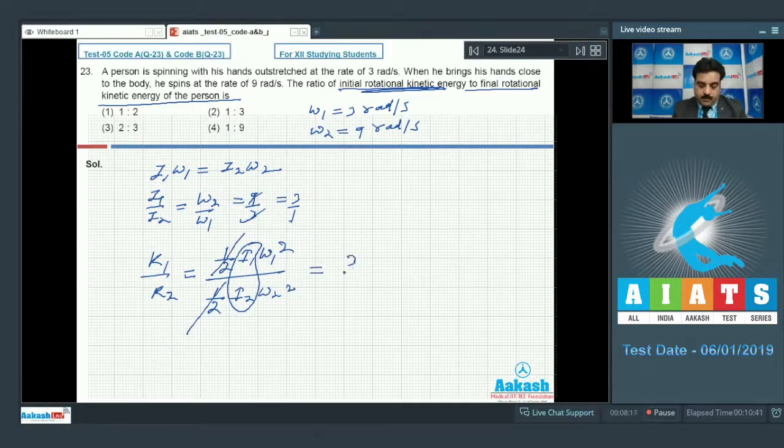So omega 1 upon omega 2 means 3 by 9 with square. On solving, you will get 1 by 3. So this is the final ratio. So my option number 2 will be the right choice. Let's move on to question number 24.